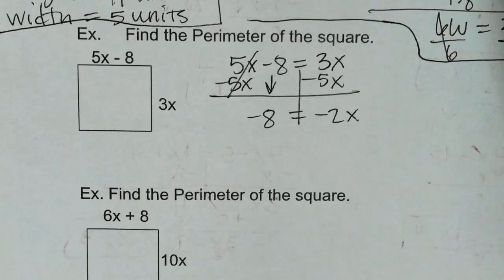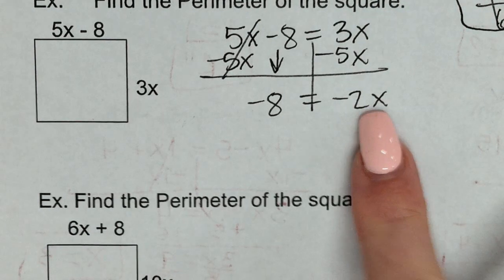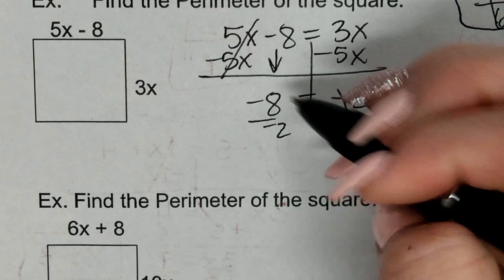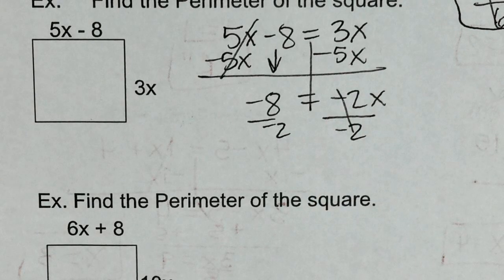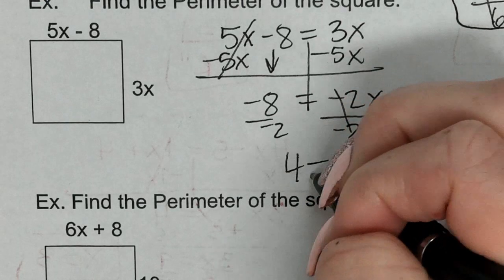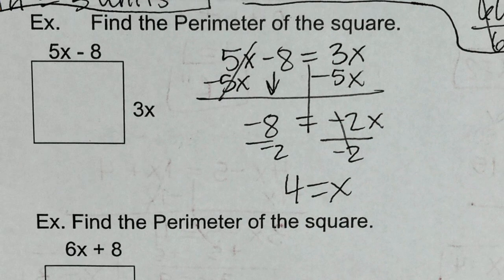How am I going to get rid of the coefficient of negative 2? Divide by negative 2. And what is negative 8 divided by negative 2? 4. So 4 equals x. Is that the answer? No. What did it ask for? It didn't ask for the sides. What did it ask for?